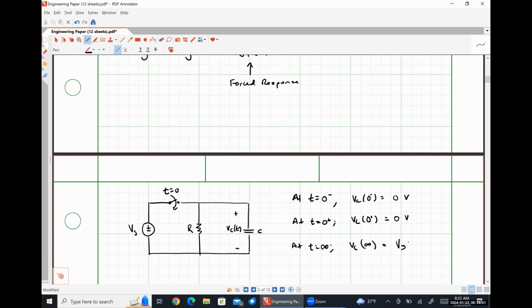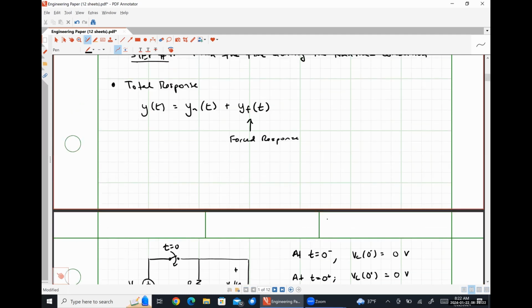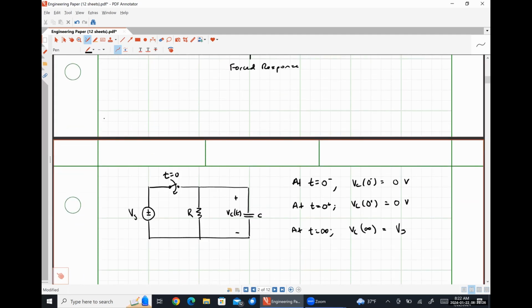So effectively, what we're trying to figure out is how this capacitor is going to charge up. Everything that we did in Friday's class was about how energy storage elements discharge. And what we're talking about now is how they charge. And it is related to how they discharge, which should make sense. So this quantity Vc at infinity, this is the forced response.